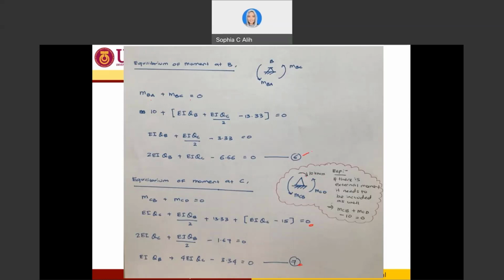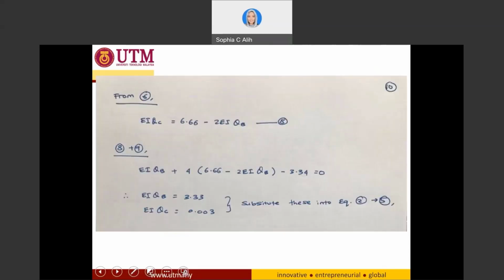Okay, so I have new equations 6 and 7. It is just a simple solution for it. Then in the end, you will have the value of your EI theta B and EI theta C. With these values, substitute them into the equations that you have had all this while, then you will have all the end moments that you have already derived the equations for.